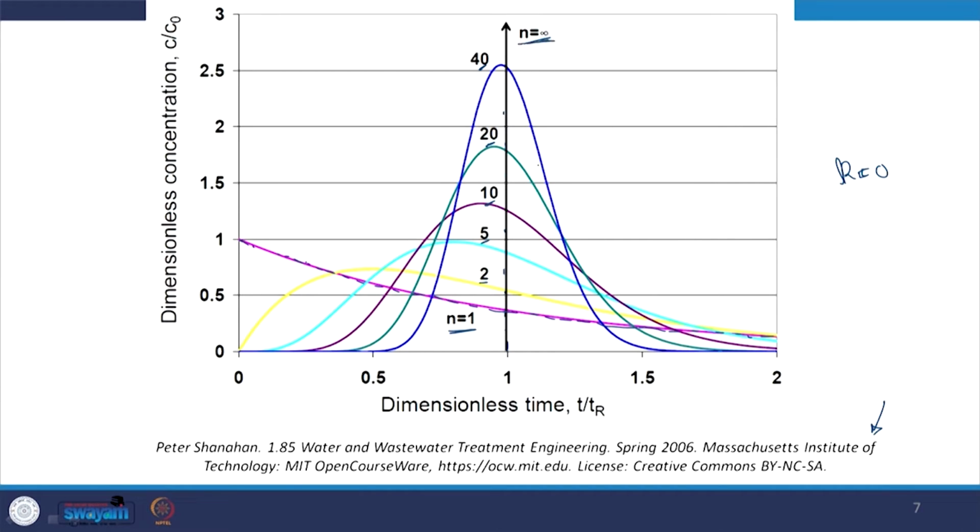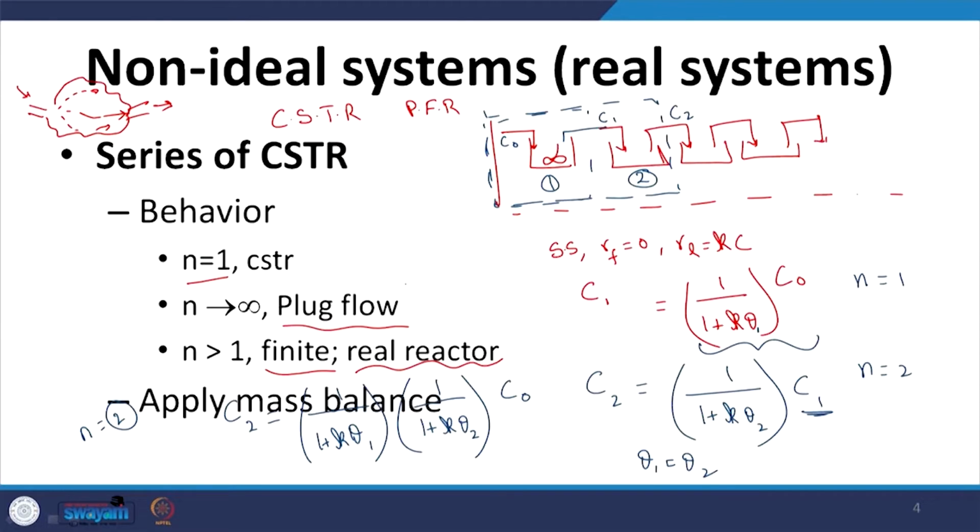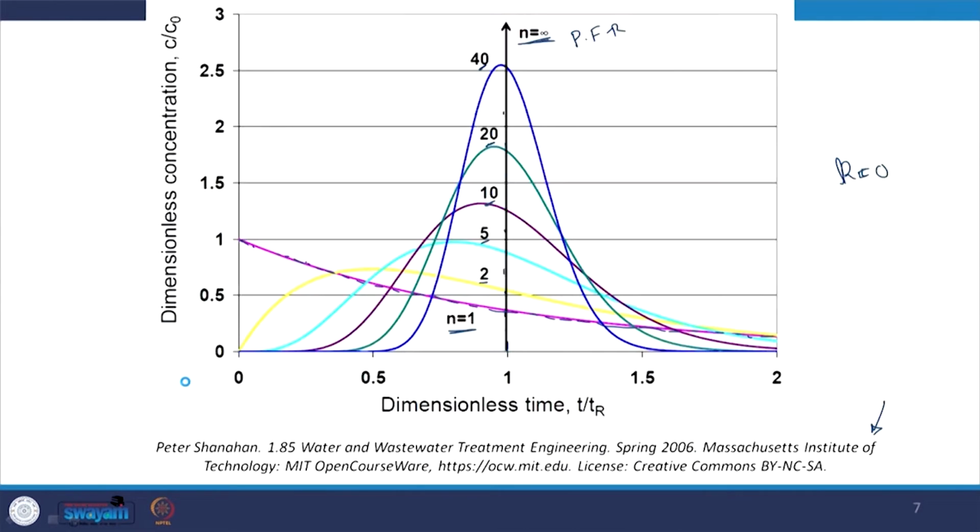When n equal to infinity, it looks like a plug flow reactor, and that is what we discussed out here. When n equal to infinity, more or less this system is like a plug flow reactor. When n equal to 1, CSTR, and anything in between looks like a finite or real reactor. So, that is something to understand. Let us move on.